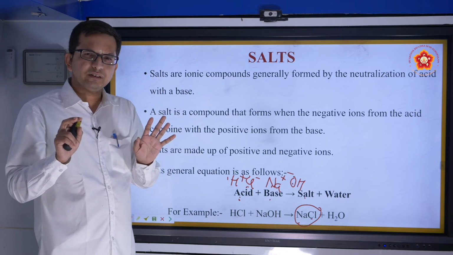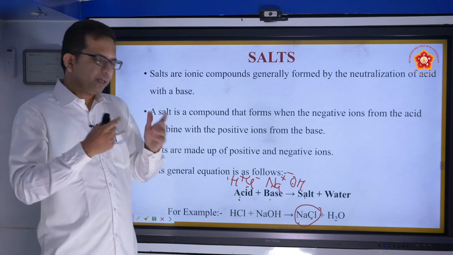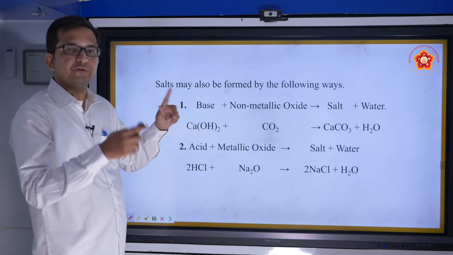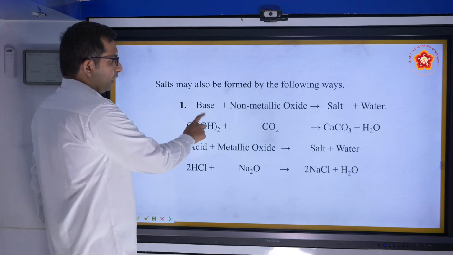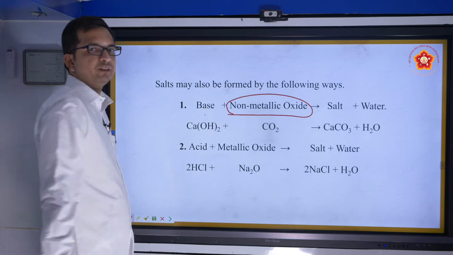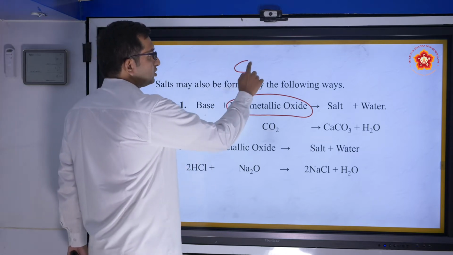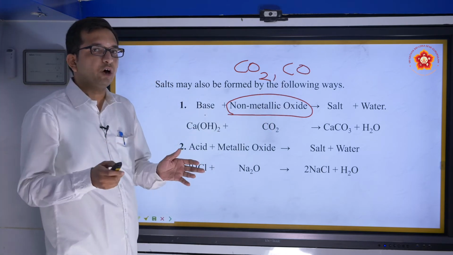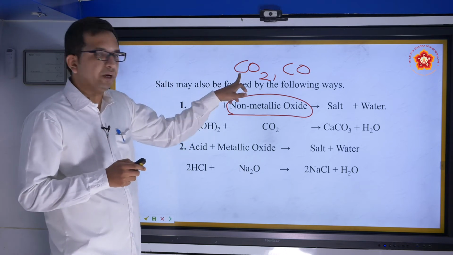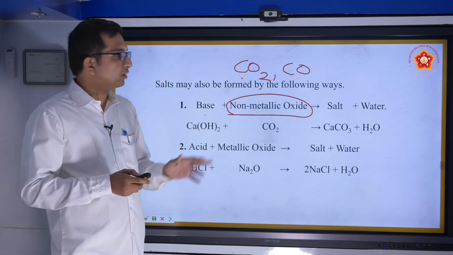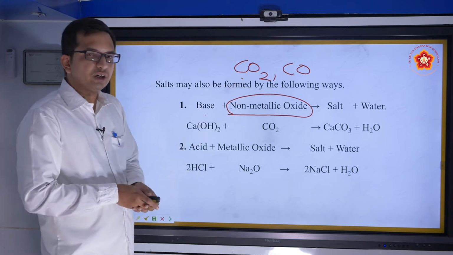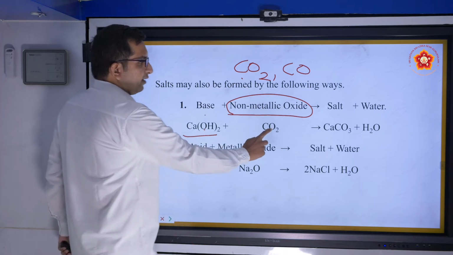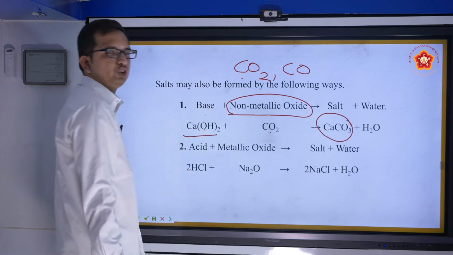Now this doesn't mean that salt can be prepared only by this method. There are various other methods also which we will be seeing now. Base remains the same, but non-metallic oxides are utilized. This we have studied in the last class, where non-metallic oxides are carbon dioxide, carbon monoxide, nitrogen oxides. What are non-metallic oxides? These are those oxides which do not have any metal. Sodium is a metal, potassium is a metal, but carbon is not a metal. So these non-metallic oxides can be used, and the base, naturally an OH compound, can react with the non-metallic oxide to obtain salt.